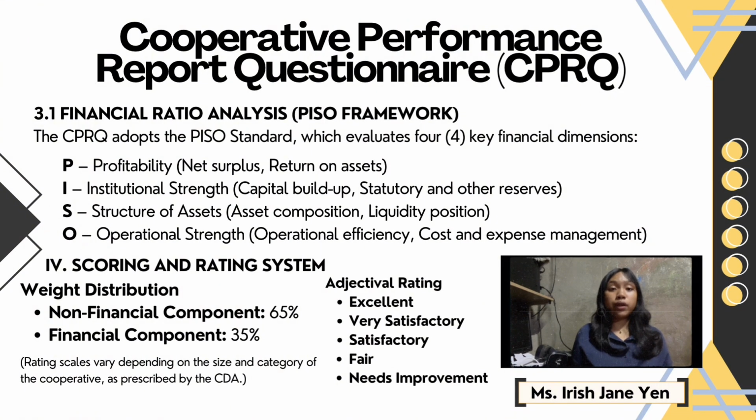The CPRQ also applies a scoring and rating system. The non-financial component has a weight of 65%, while the financial component has 35%. These weighted scores are combined to determine the cooperative's overall performance rating. Based on the total score, cooperatives are given an adjectival rating such as excellent, very satisfactory, satisfactory, fair, or needs improvement. Remember that rating scales vary depending on the cooperative size and category as prescribed by the CDA. Despite these standards, cooperatives still face several challenges, which I will discuss next.